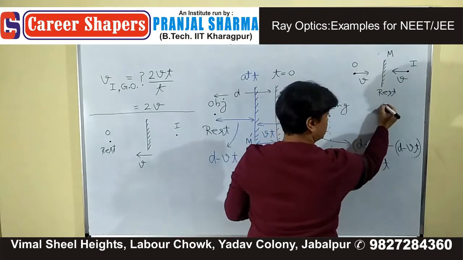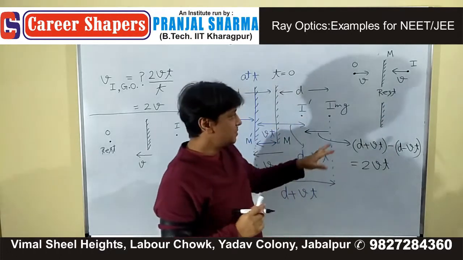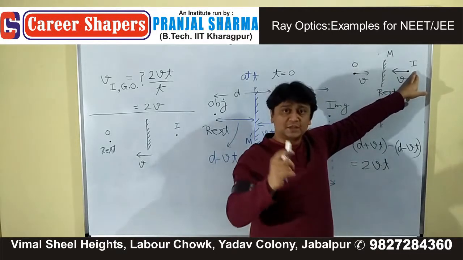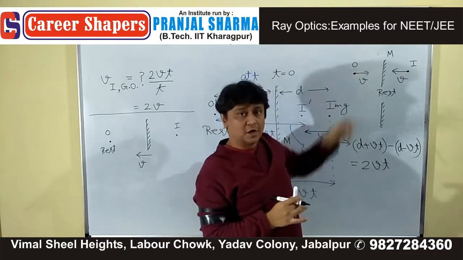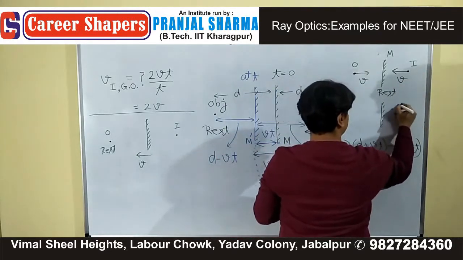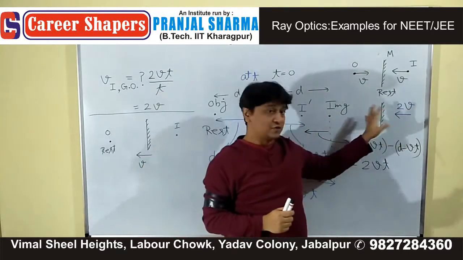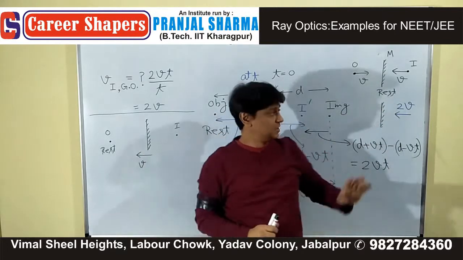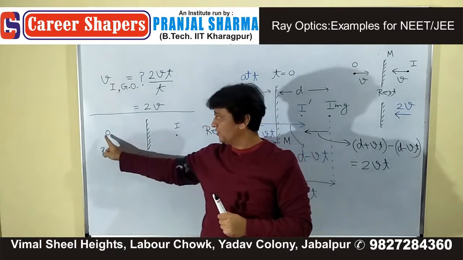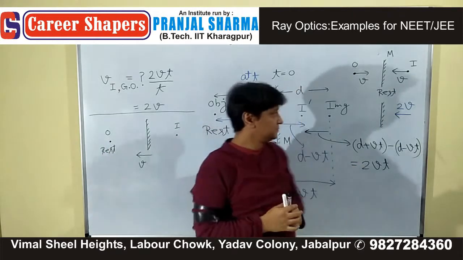And then in the second part of this example, what was the second part? The second part was: what is the velocity of the image as seen by the object? Now you already know that answer. That answer is what? 2v. Look at the link of this and this. In this question, we are aiming for what? The velocity of the image of the object as seen by the ground observer.